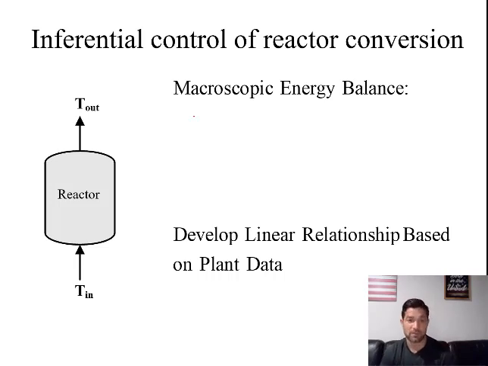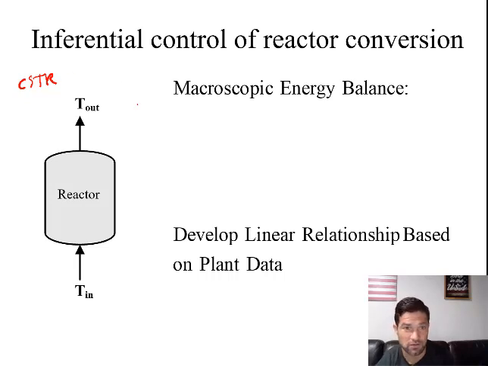Okay, so if we look at our balances on here, we're going to call this a continuous stirred tank type reactor. So we're just going to assume that for this case right here. Based on the material balance, we can come up with a relationship between composition and temperature based on what we've learned in our previous classes.